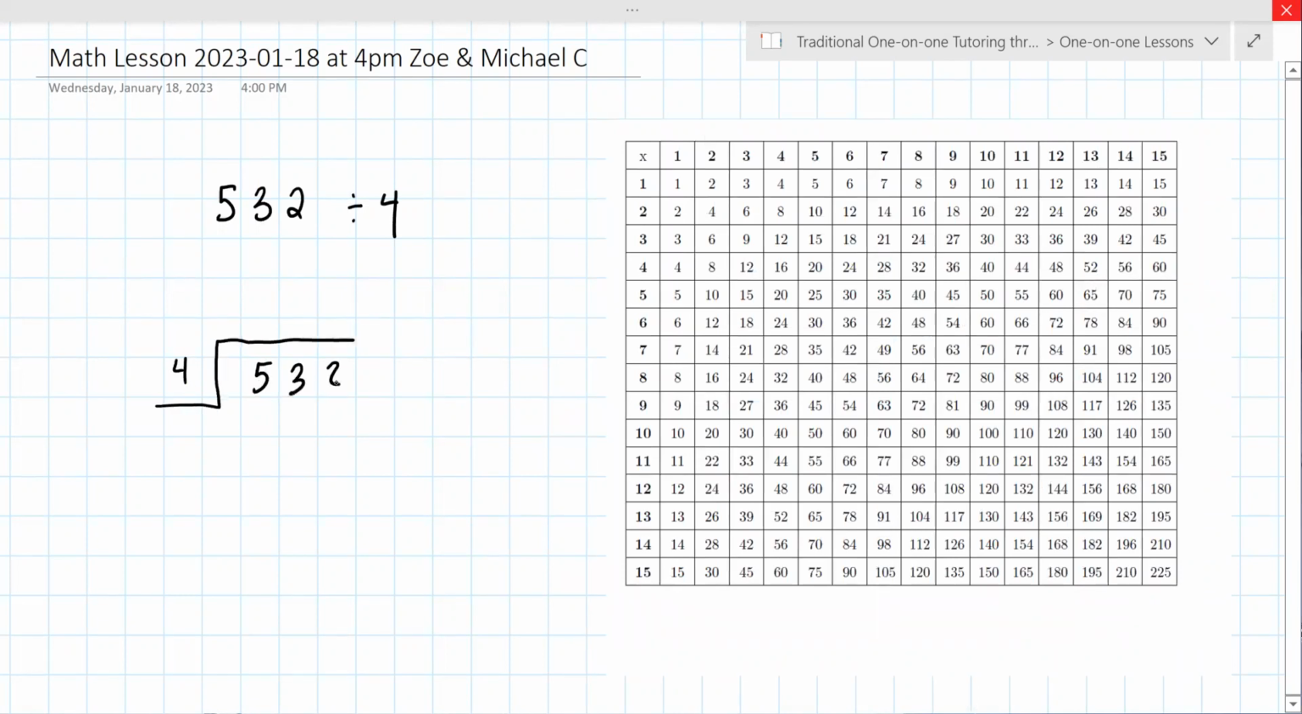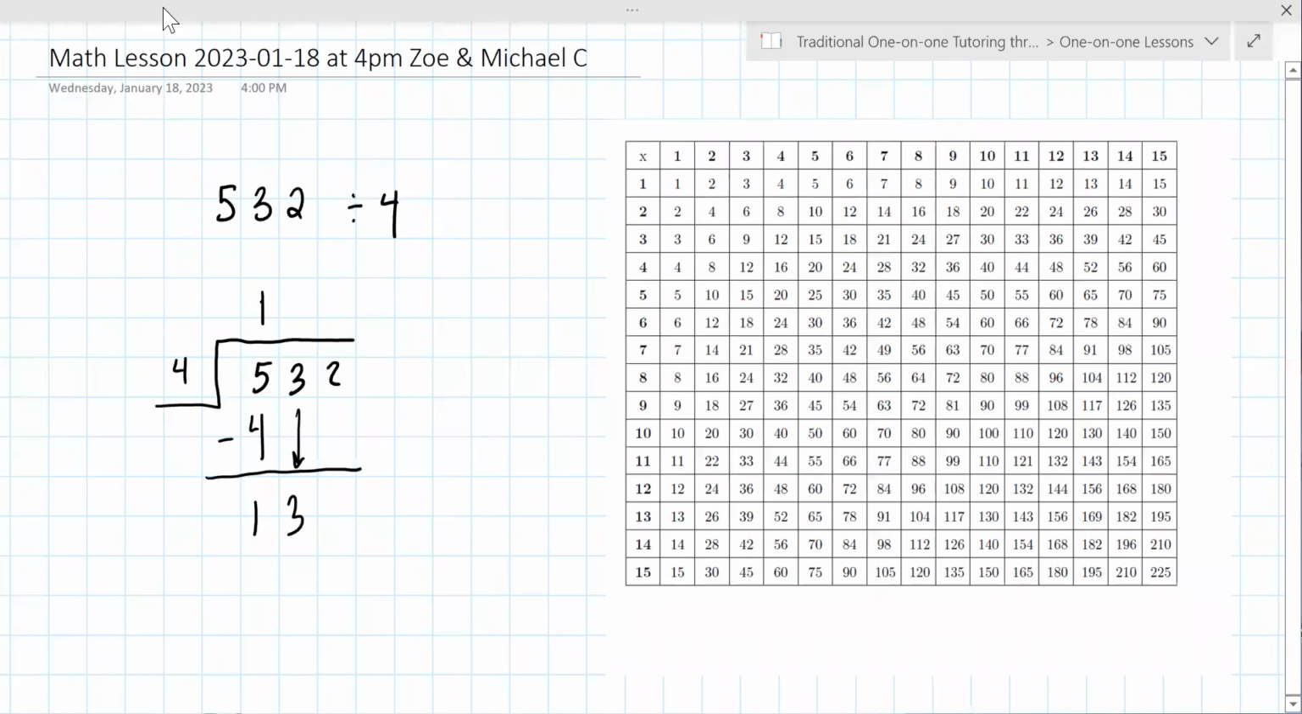You start by asking yourself, how many times does 4 go into 5? 4 going into 5. It doesn't go into 5. Oh wait, yes, it does go into 5. It's only when the number on the inside is smaller that you move to the next numbers. So 1. And then you multiply 1 times 4, 4. Put the 4 below. Subtract. What is 5 minus 4? 1. Bring the 3 down.